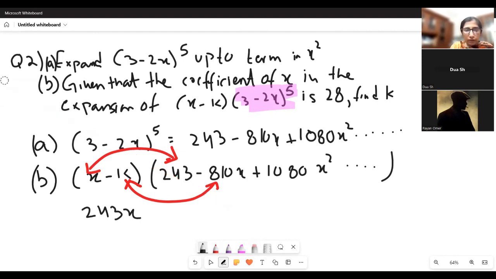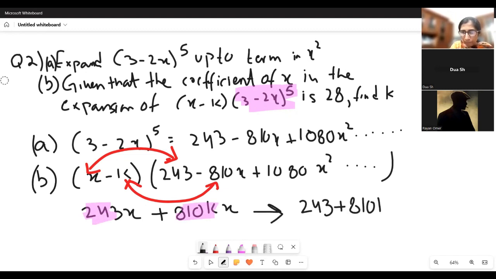So 243x plus 810kx. And this should be equal to 28, but just the coefficient is equal to 28. So let's grab the coefficient from here. The coefficient is 243 plus 810k. So this means that 243 plus 810k equals 28. So find the value of k from here.